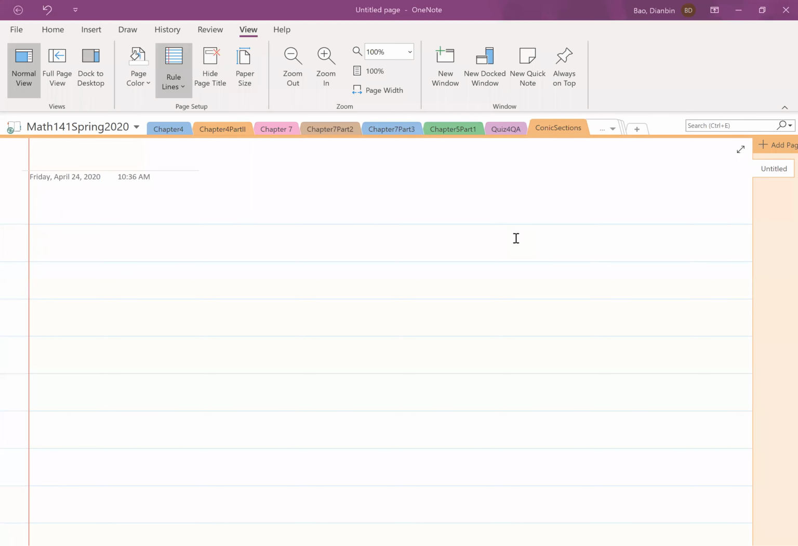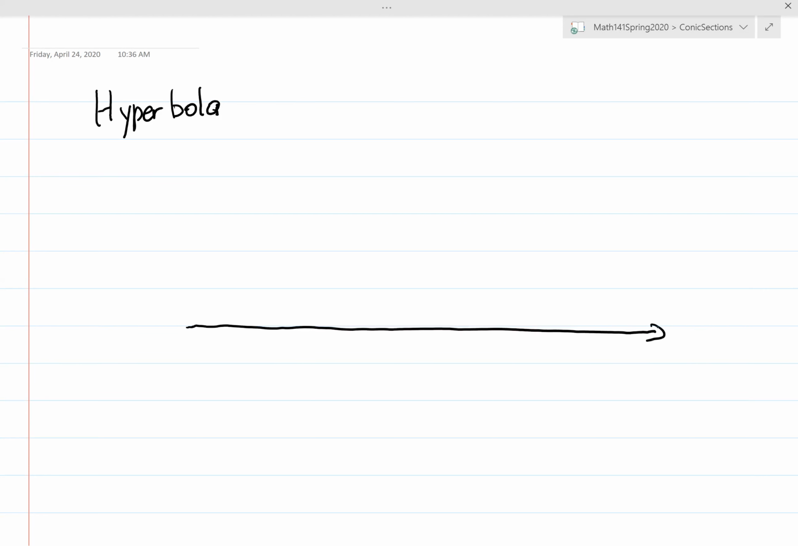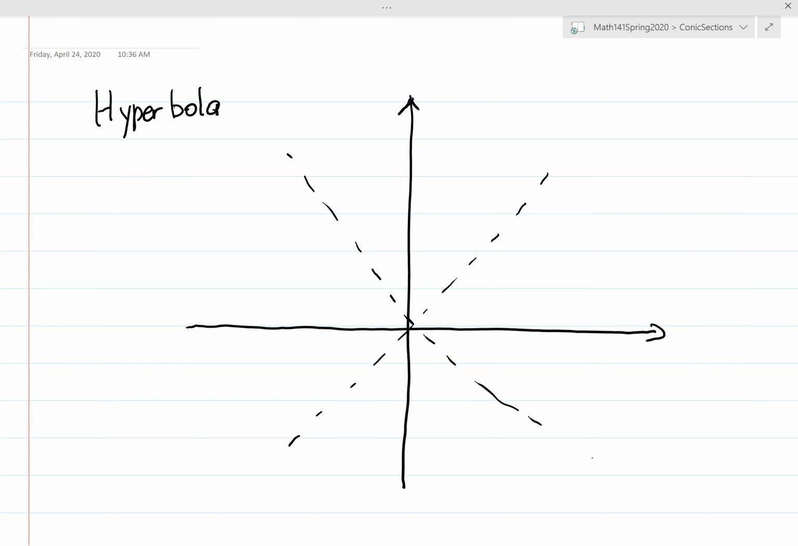All right. Let's start a new notebook section. We want to study how light is reflected on a hyperbola. So we first start with a hyperbola. So we have a hyperbola.